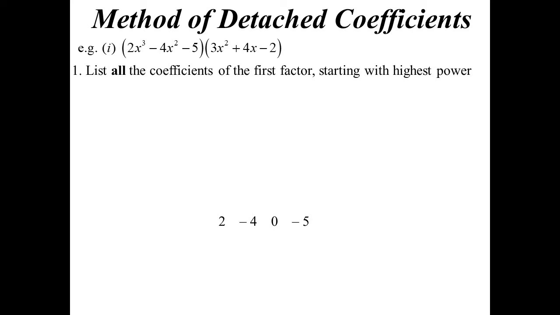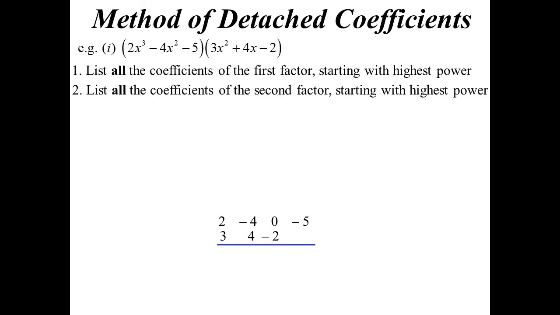Here's how it works. We list all the coefficients of the first factor starting with the highest power. So 2, negative 4. Notice I wrote a 0 for 0x, there's no x there, minus 5. Then underneath that, we list all the coefficients of the second factor, starting with the highest power. So we've got 3, 4, negative 2. Notice though, I'm not putting it in columns, which you might be thinking of. I always start at the front. So the 2 on the first line is 2x cubed, but the 3 on the second line is 3x squared. And we just keep working our way down.